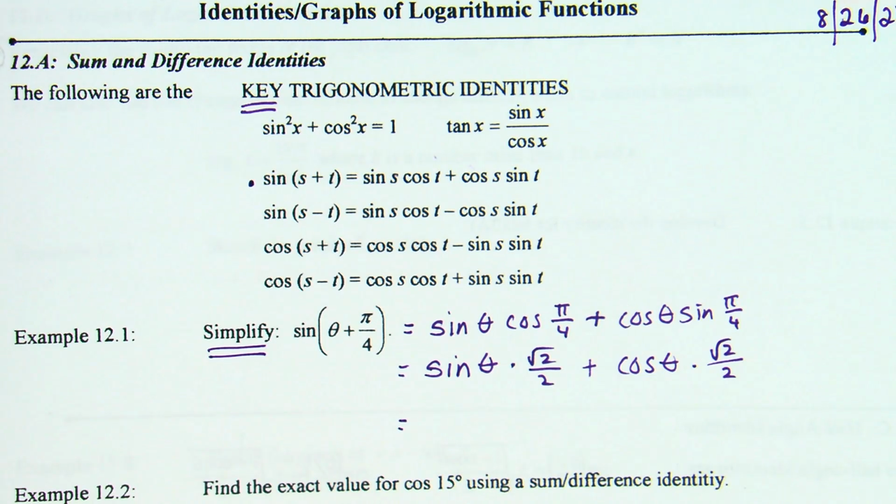Yeah. So how I have this written is factor out the square root of 2 over 2 out front. And then that leaves that we can put in parentheses sine theta plus cosine theta.